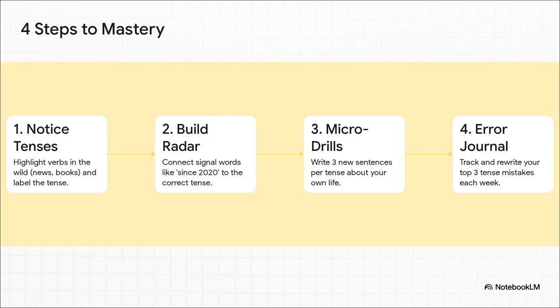And here's your action plan. Don't just watch this, you gotta do this. Start noticing tenses when you read. Actively look for those signal words. And write a few sentences every single day using your own life. It makes the grammar stick so much better. And finally, track your mistakes. Just knowing what they are is the first step to fixing them for good.